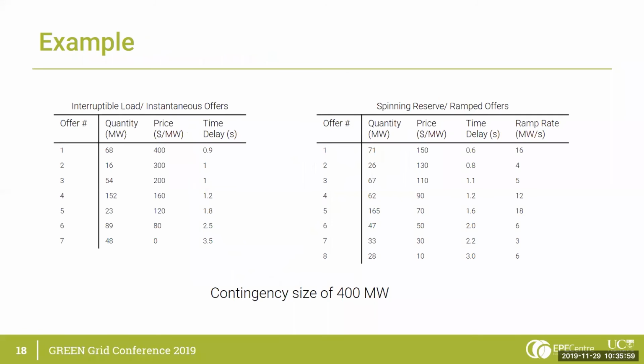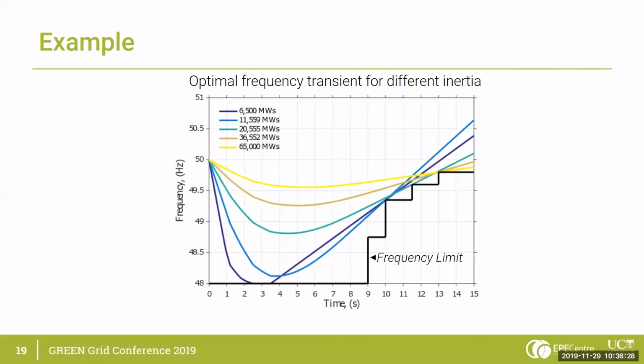To show this for an example, I have got a set of interruptible load offers and a set of spinning reserve offers. They each have their own time delay, their own price, and their own quantity. And then with the spinning reserve, there's an additional ramp rate. Generally, if you look at the prices, they go up in price as short that delay is. So I've developed this optimization tool.